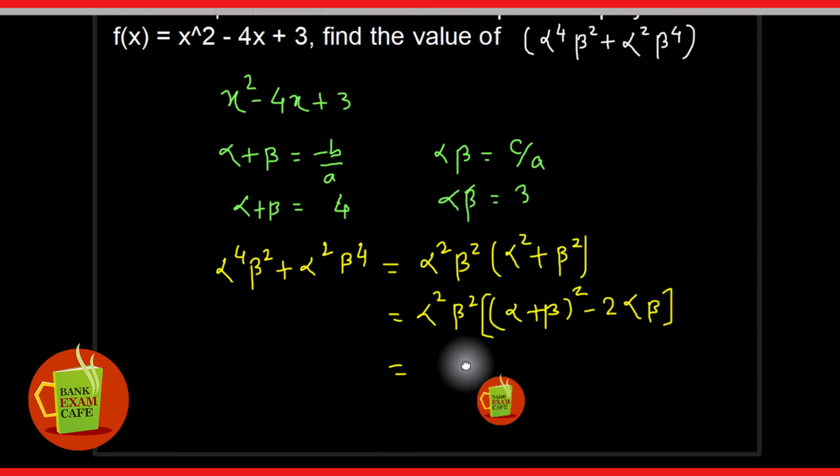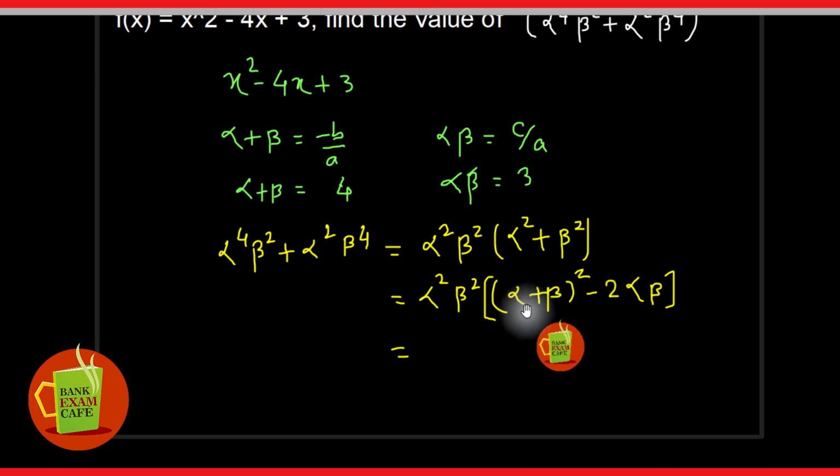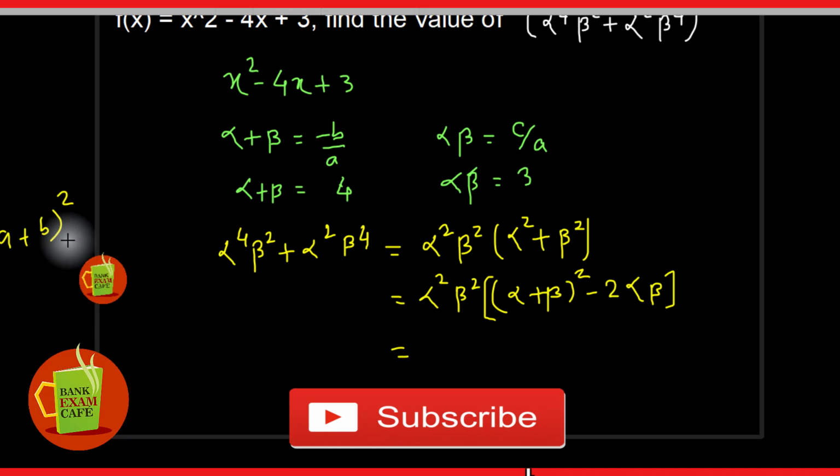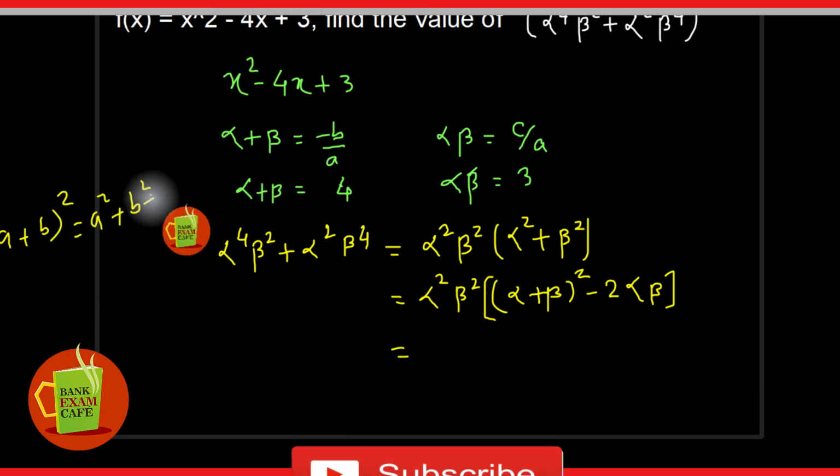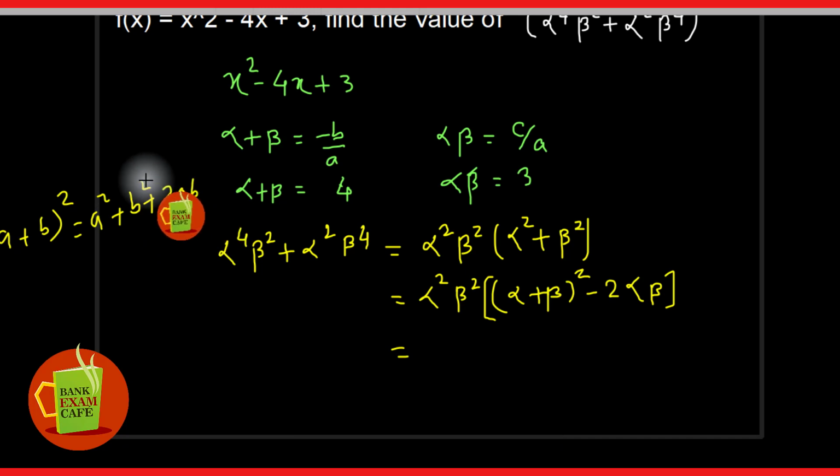Alpha² + beta² can be written as (alpha + beta)² - 2 alpha beta, because we know that (a + b)² is equal to a² + b² + 2ab, and if you take 2ab to this side, you will get a² + b² is equal to (a + b)² - 2ab. That formula we have applied here.